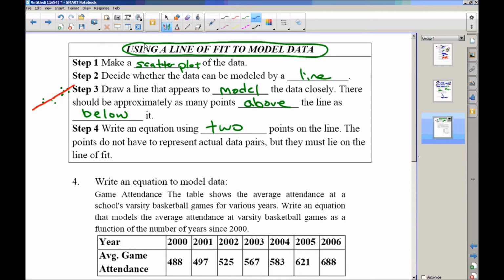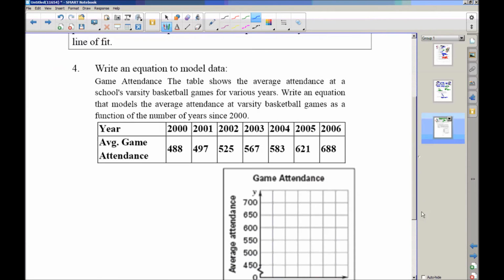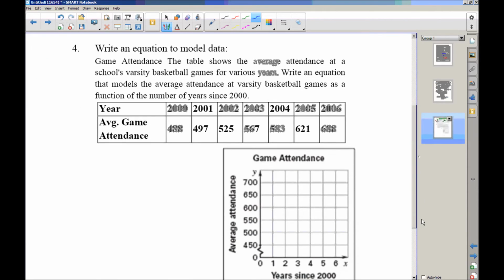So usually you pick something like, say, I'll just create this one and this one. Looks like places where they cross evenly. And then we model our line based upon 2 points, which we've been doing for a while. All right. So number 4, our last problem here, write an equation to model the data.